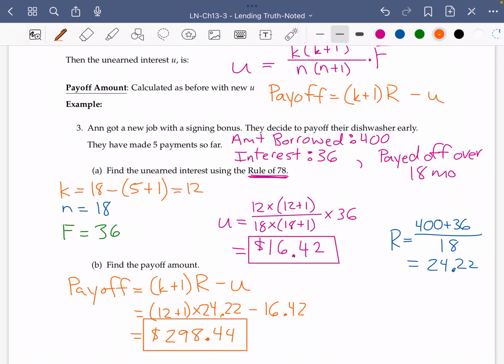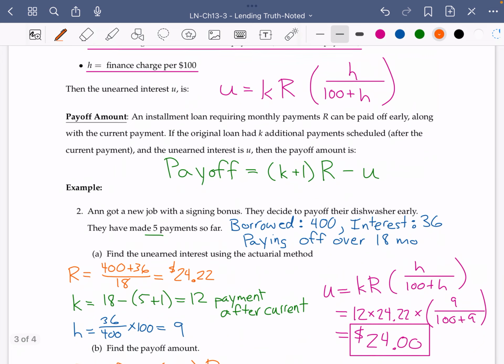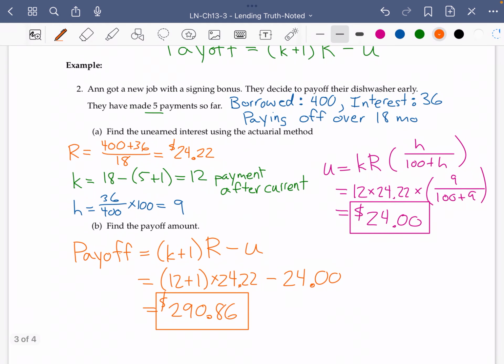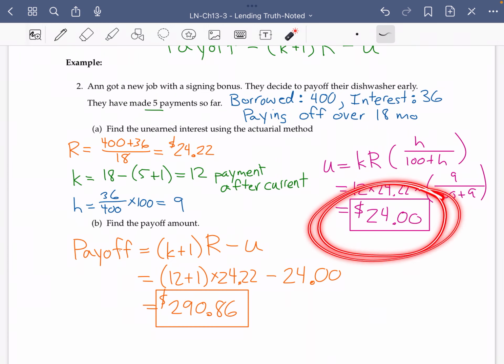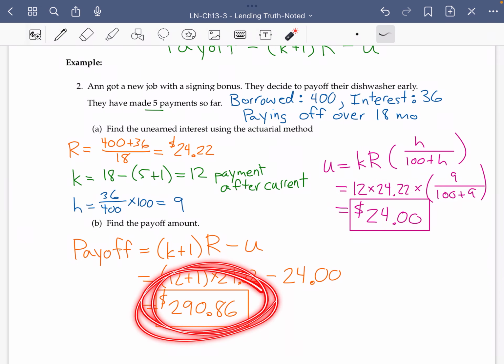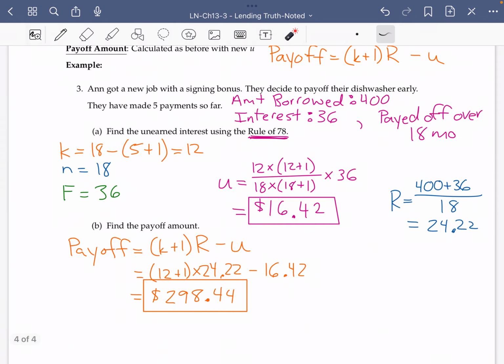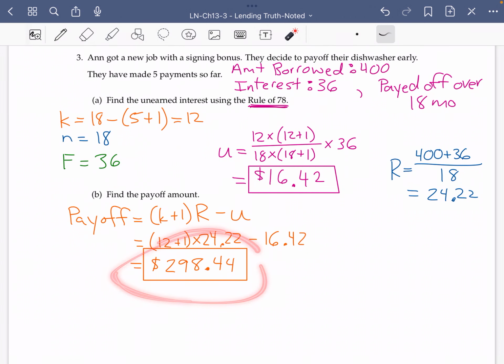I think that's a quicker, easier calculation to do, but if we compare that to our trickier calculation, we're going to actually pay a little bit more. Here, the unearned interest using our actuarial method that we saw in our last video was 24, and so to pay it off today, it's $290.86 as compared to $298.44. So we'll save about $8 if we use this slightly trickier method if our unearned interest was calculated in this other way.